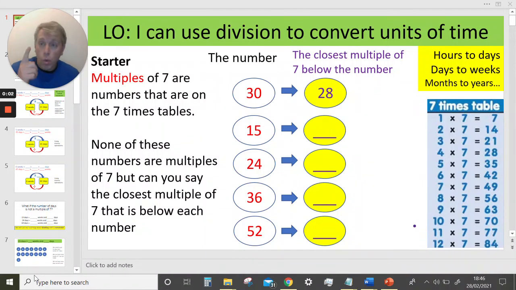Hello. So we are continuing on with our work converting units of time, and today we're going to look at how we use division.